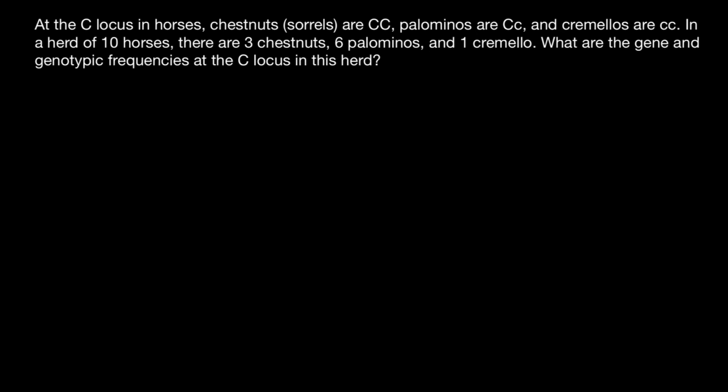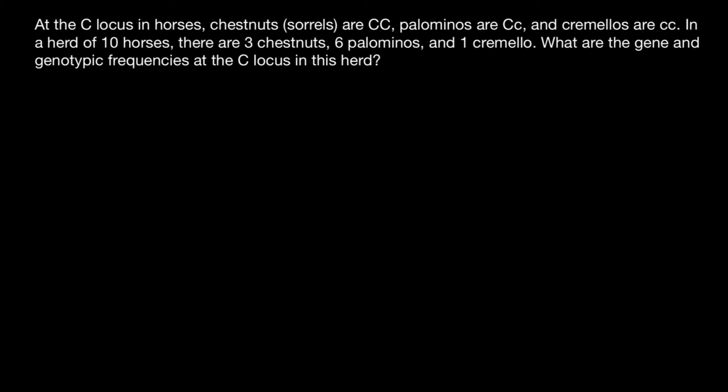Today's problem is at the C locus in horses. Chestnuts, sorrels are homozygous dominant, palominos are heterozygous, and cremellos are homozygous recessive. In a herd of 10 horses, there are 3 chestnuts, 6 palominos, and 1 cremello. What are the gene and genotypic frequencies at the C locus in this herd?